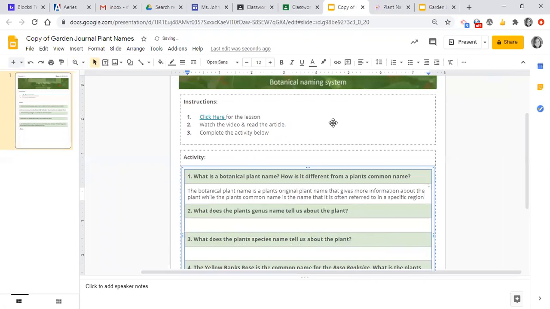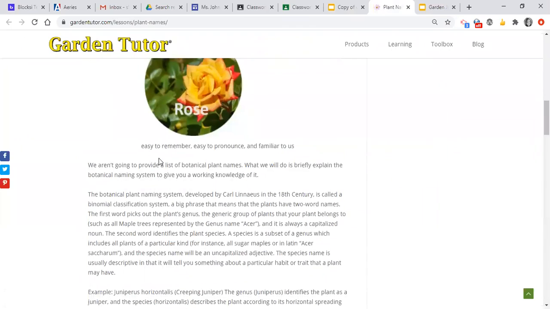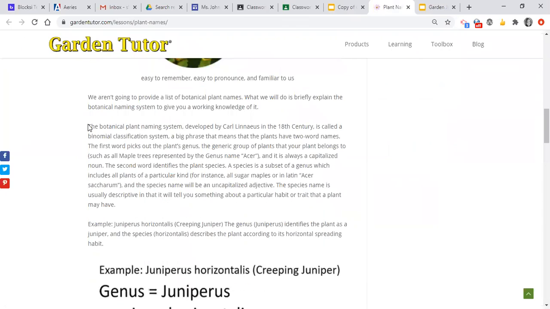All right, so let's move on here. Okay, so the botanical plant naming system is called a binomial classification system, which is a big phrase that means that the plants have 2-word names. The first word picks out the plant's genus, the generic group of plants that your plant belongs to. Here's an example. Maple trees represented by the genus name Acer.